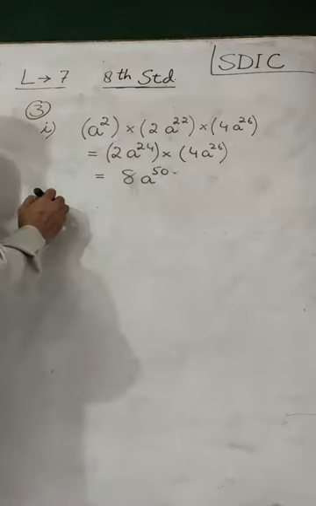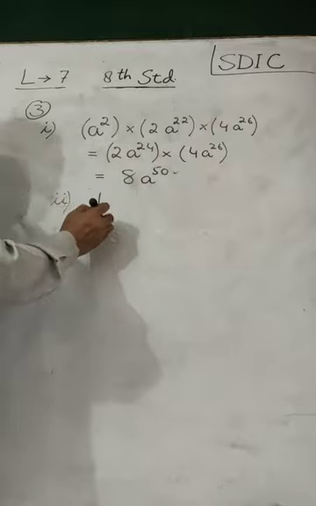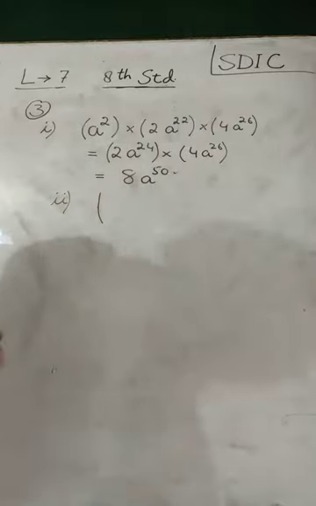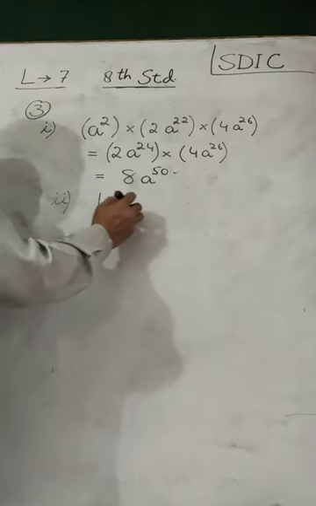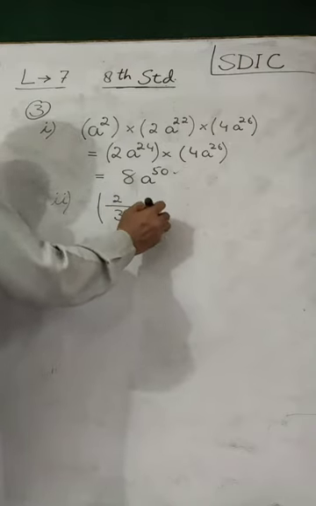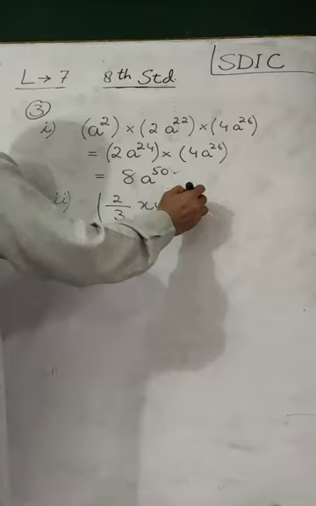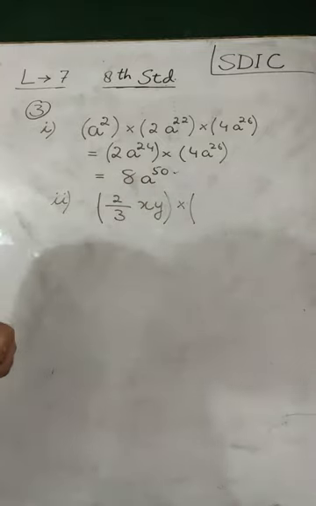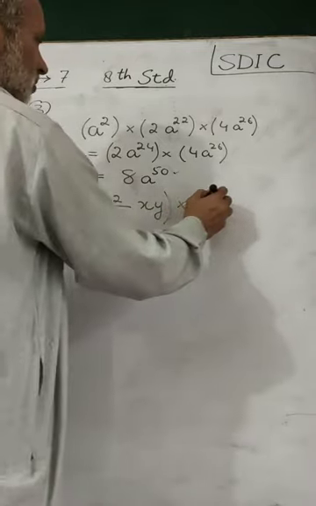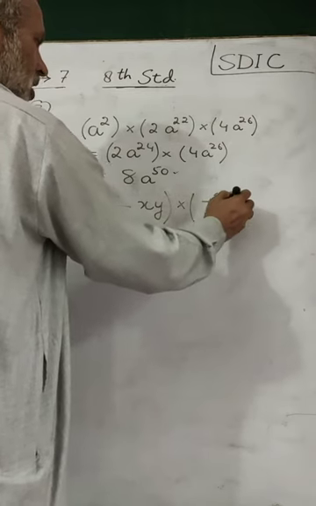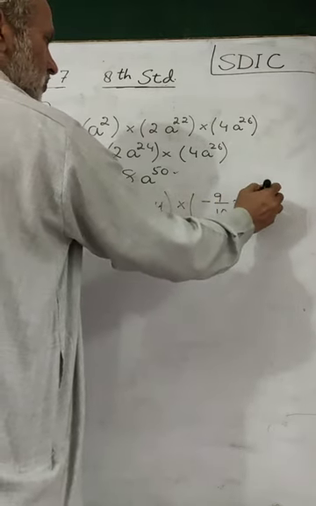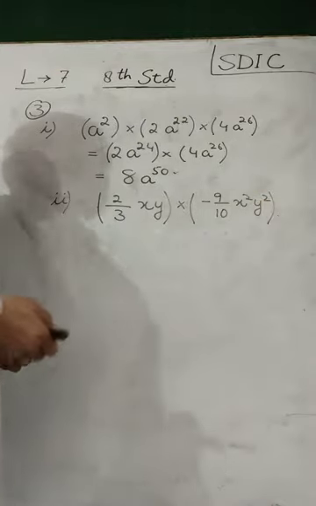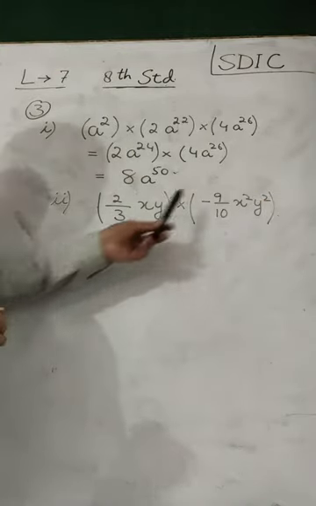I shall show the second part also here. In this second part you have to multiply 2 monomials. The first monomial placed in the first bracket is 2 by 3 xy, multiplied by another monomial, minus 9 by 10 x square y square. We have to multiply 2 monomials again, kept in separate brackets.